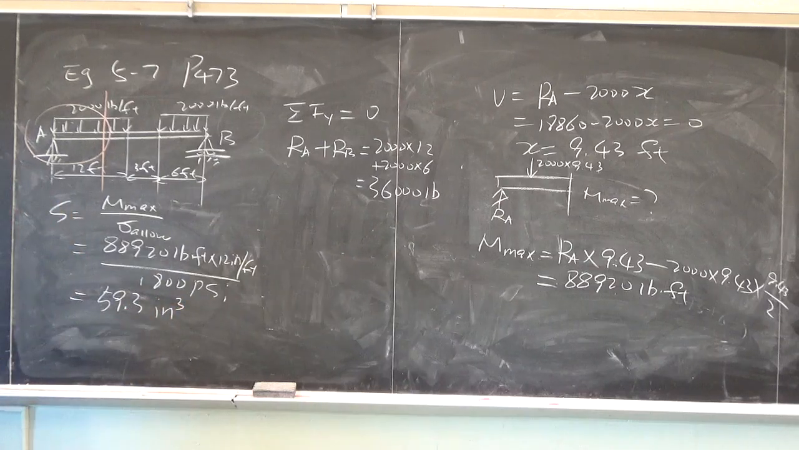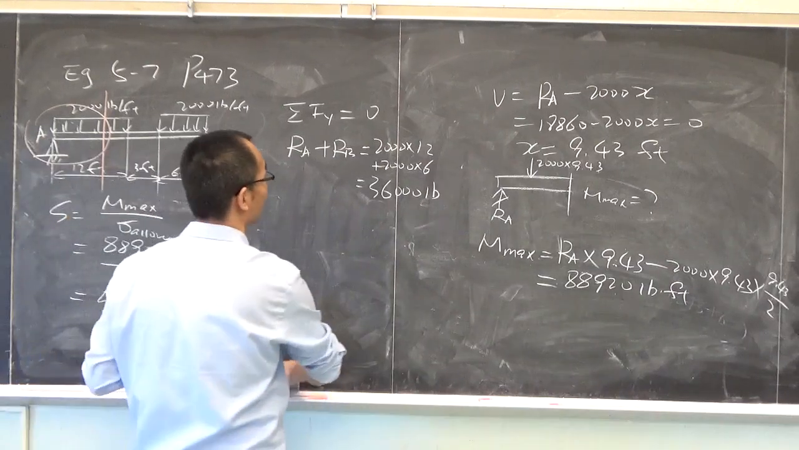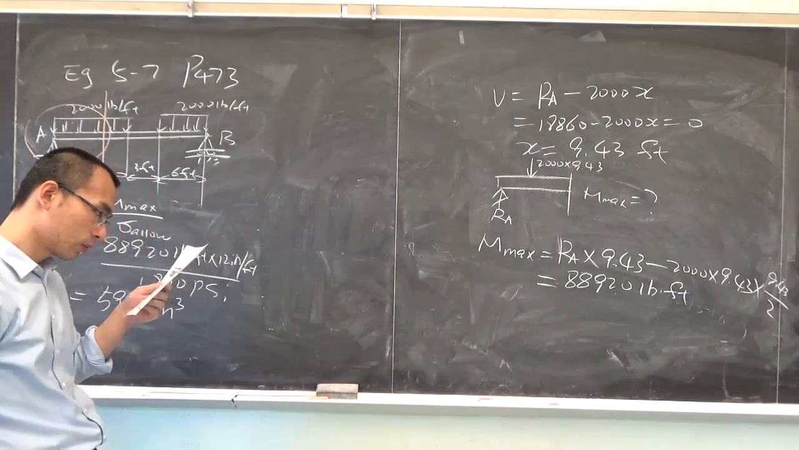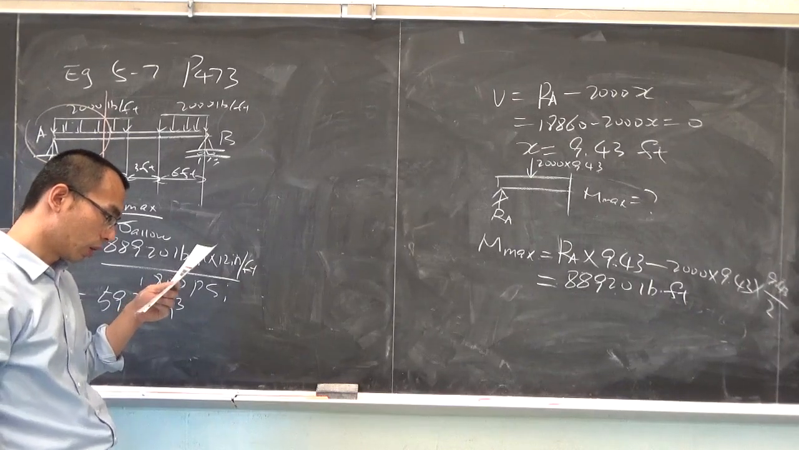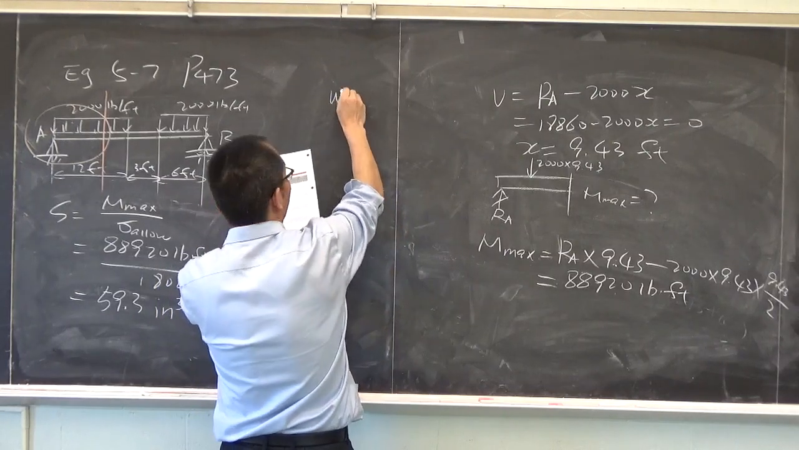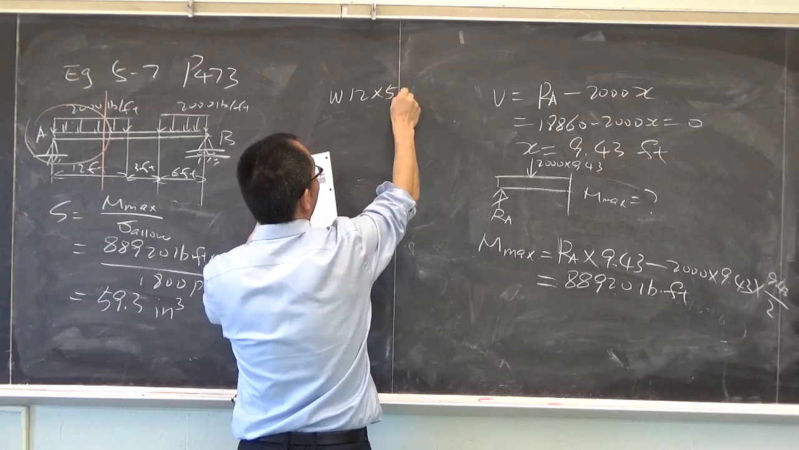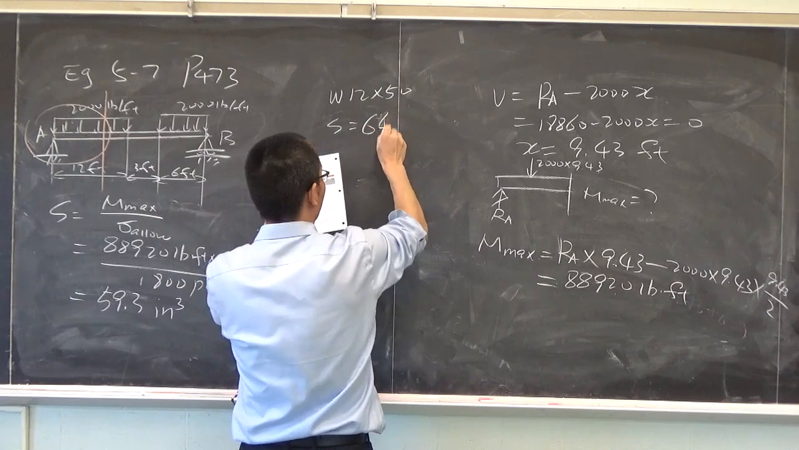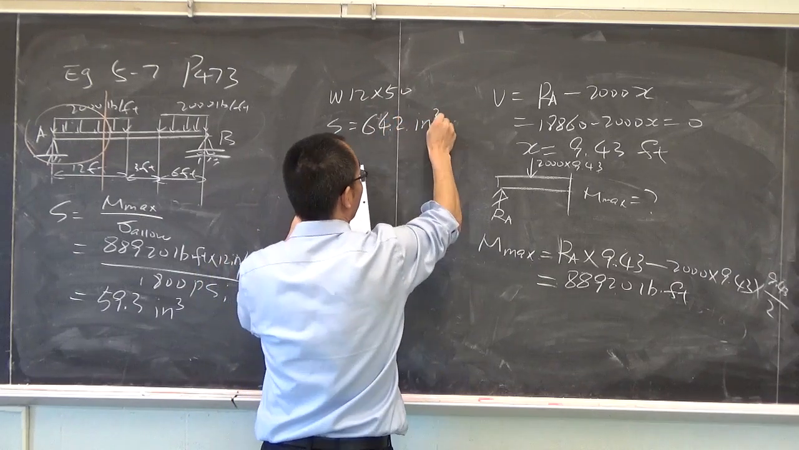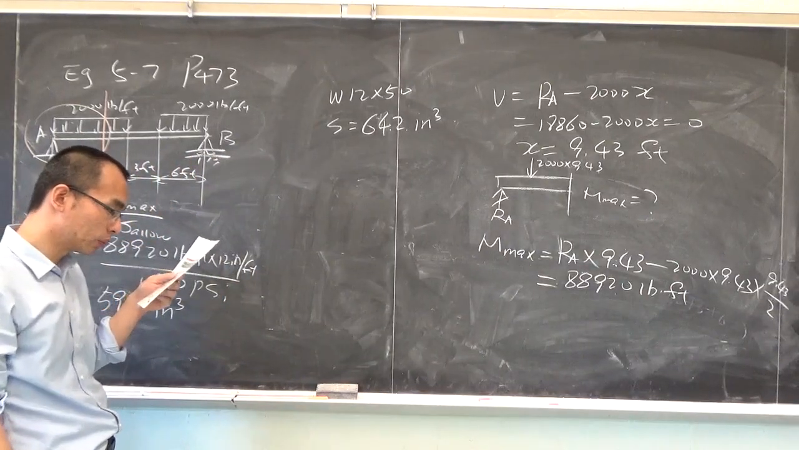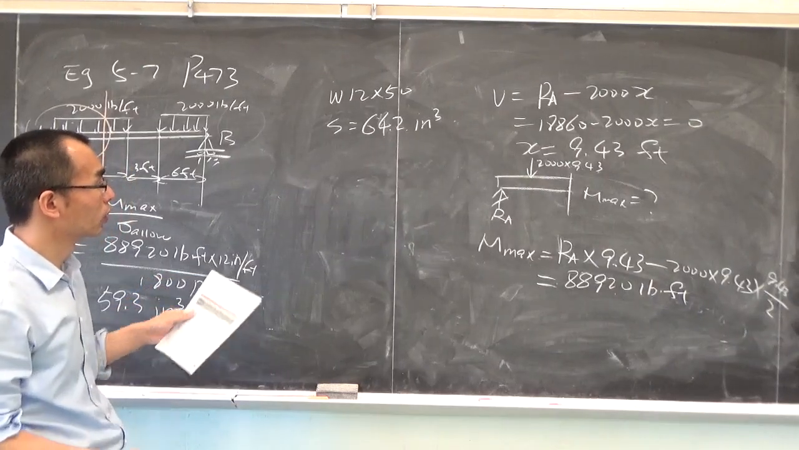So now you guys are familiar, okay, we need to go to the table, then just pick a 2 or 3, right? So you look at the table, 59.3. Okay, the just above 2, okay. So now we have beam wide flange 12 by 50. The section modulus is 64.2, okay. There's no 62 or something, right? The closest one is 64.2, okay. So now we use this one.